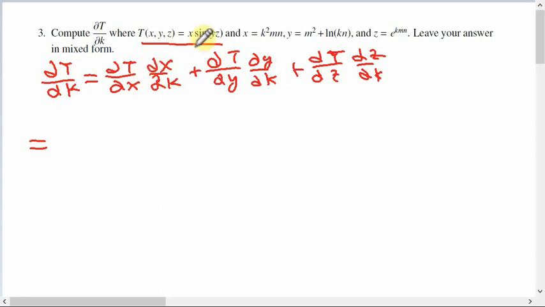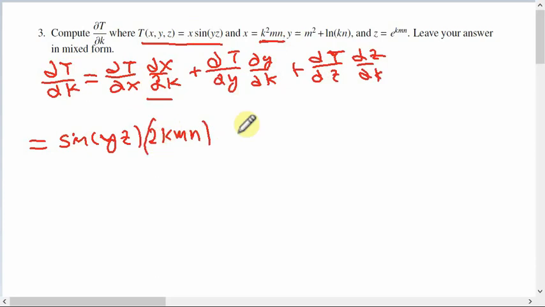So the partial of t with respect to x is just going to be sine yz, because the derivative of the x is 1. And then I take the partial of x with respect to k. That's this one. It's just going to be 2kmn.